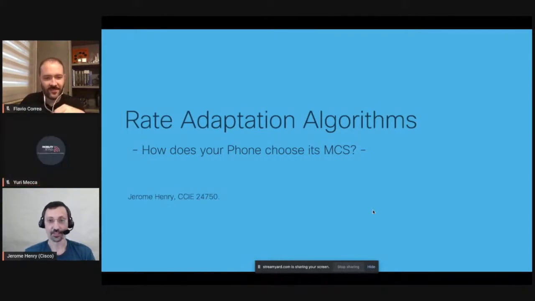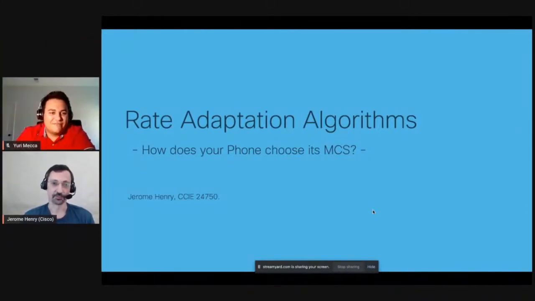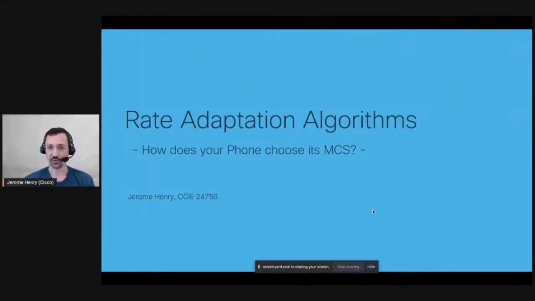And guys, maybe that's a little bit different from what we keep presenting, but Flavio and Yuri thought that could be a good topic to go around. It's about rate adaptation algorithms, and more precisely, how does your phone, your tablet decide what data rate to use when you're connected into a Wi-Fi network?